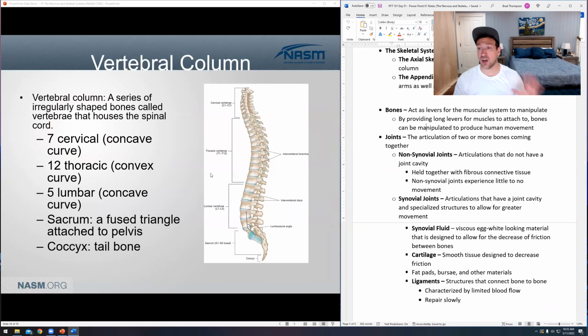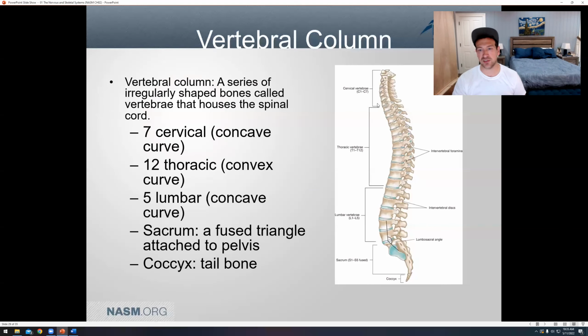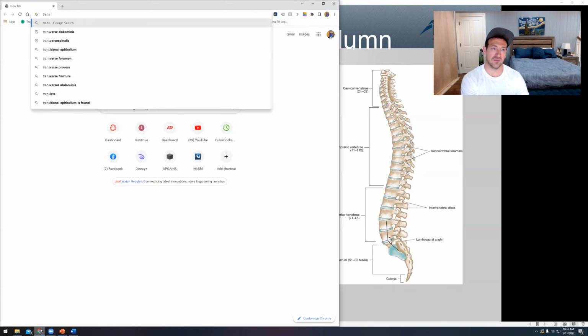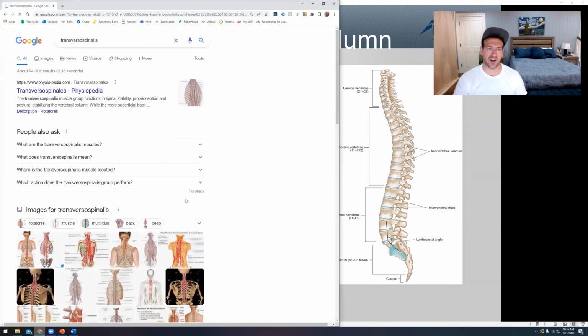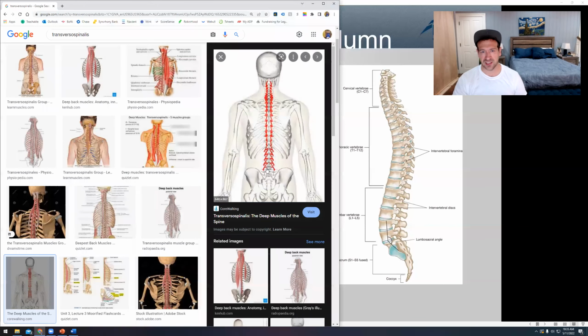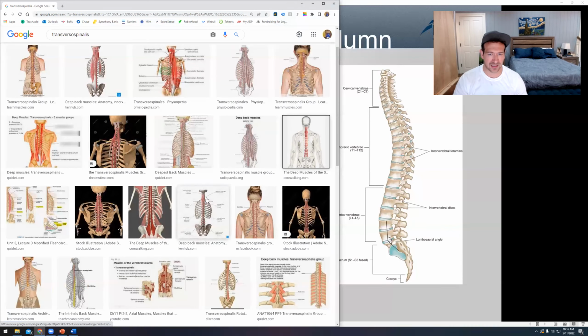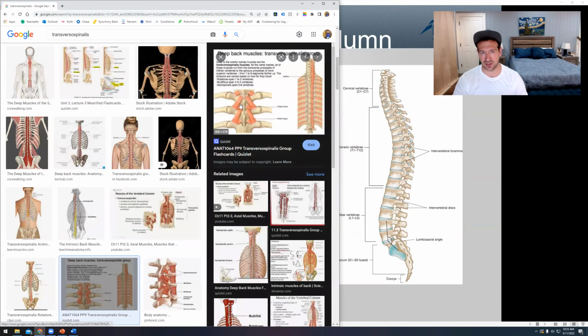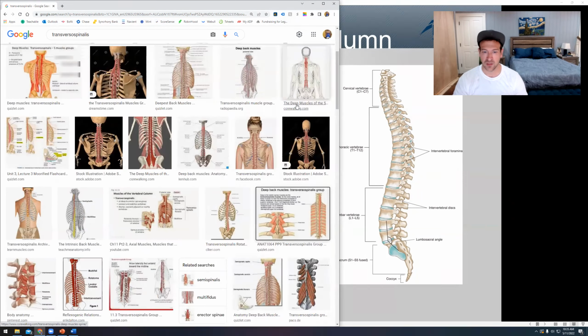So processes are projections. You can see your spinal processes, for instance. Look at how many projections are on your spine, which makes a lot of sense considering you've got all of these little itty bitty tiny muscles attaching each of your vertebrae together. We need to have a lot of projections there, a lot of attachment sites.